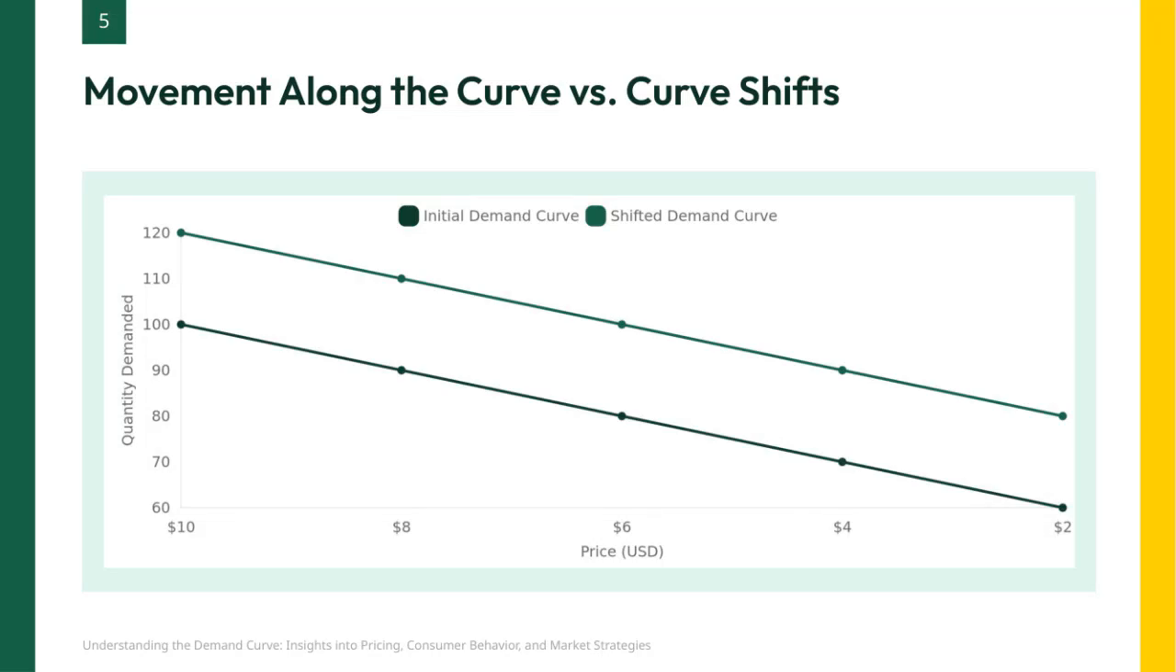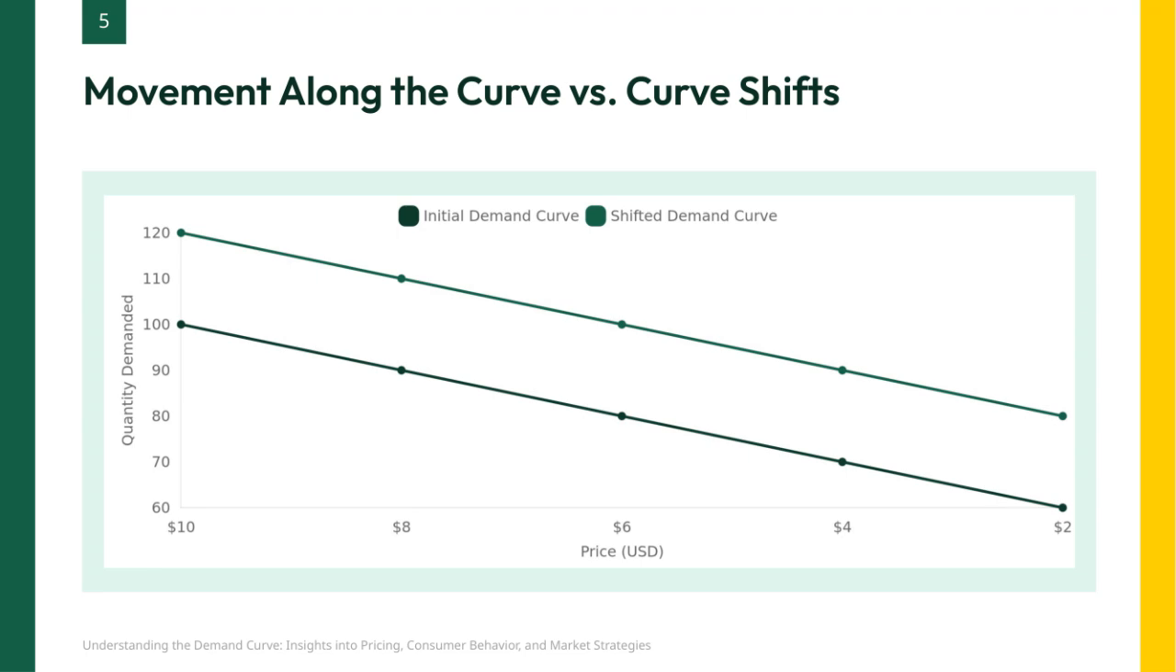Here we're looking at two demand curves to understand the difference between movement along the curve and shifts of the curve itself. On the x-axis, we have price in dollars, and on the y-axis, quantity demanded. The initial demand curve shows how quantity demanded changes as price decreases from 100 units at $10 down to 60 units at $2. This pattern represents a movement along the curve caused purely by price changes.